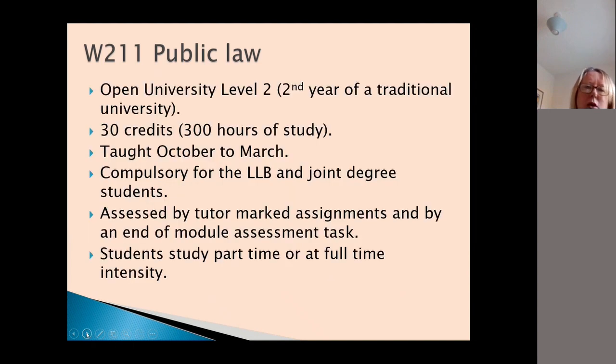Now, 211 is at Open University Level 2, the equivalent to a second year in a traditional university. It's around 300 hours of study, and it's taught from October to March. It's compulsory for our LLB students and our joint degree students with criminology and also languages. It's assessed by a number of tutor marked assignments and by an end of module assessment task, all of which have been designed by Simon to develop independent research skills. And our students can choose to study at a part-time or a full-time intensity rate.